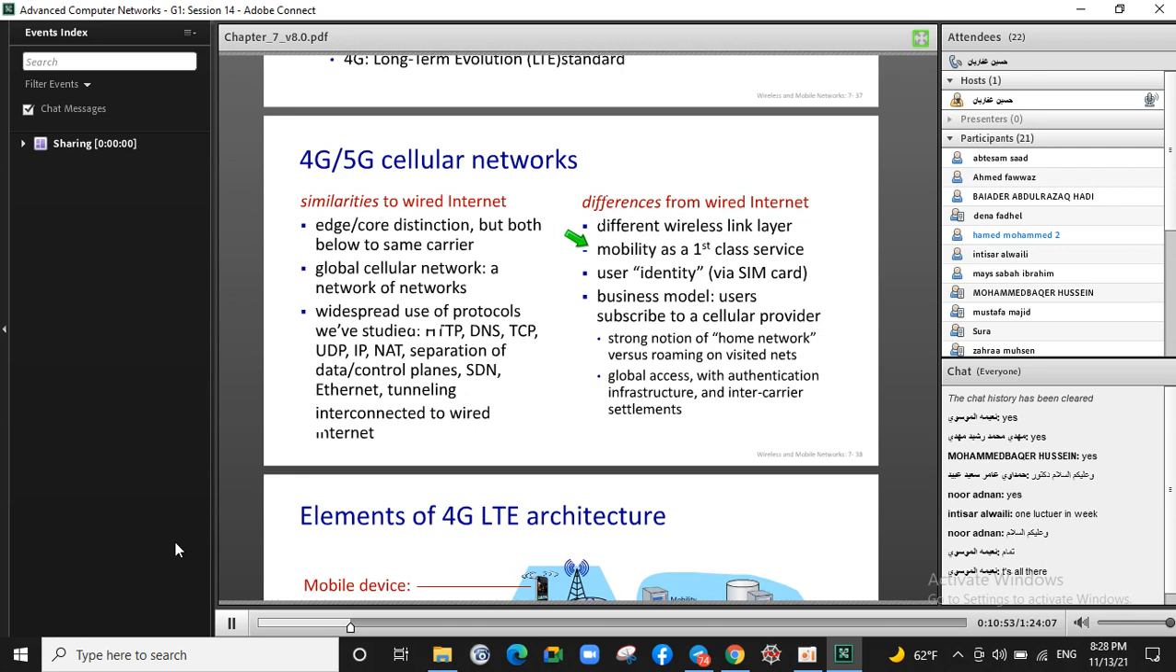The second difference between these two connections is that in a cellular network the users can be mobile. In other words, I can say mobility is the number one, the first class service of a cellular network. That is great.